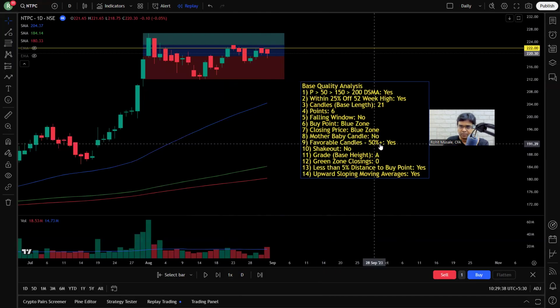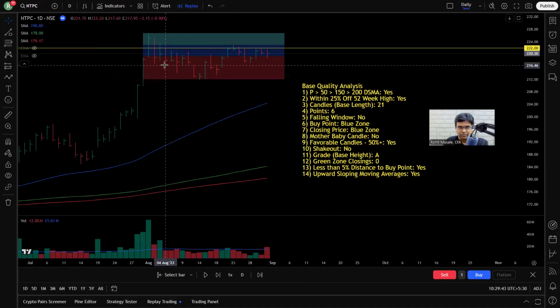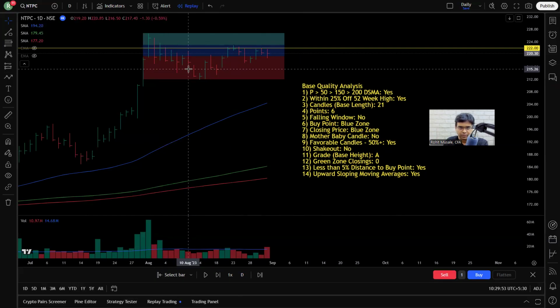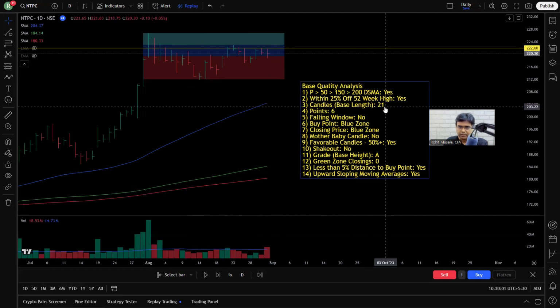Favorable candles more than 50%. Yes. So what is favorable candle? I convert this to a bar chart. So let's look at the red bars. This red bar is high volume, so ignore it. 1, 2, these are low volume red bars. Okay. 1, 2, 3, 4, 5, 6, 7, 8, 9. Out of 21, 9 bars are there which are red on low volume, which means down closings on low volume for 9 days out of 21. So 9 out of 21 are in our favor.